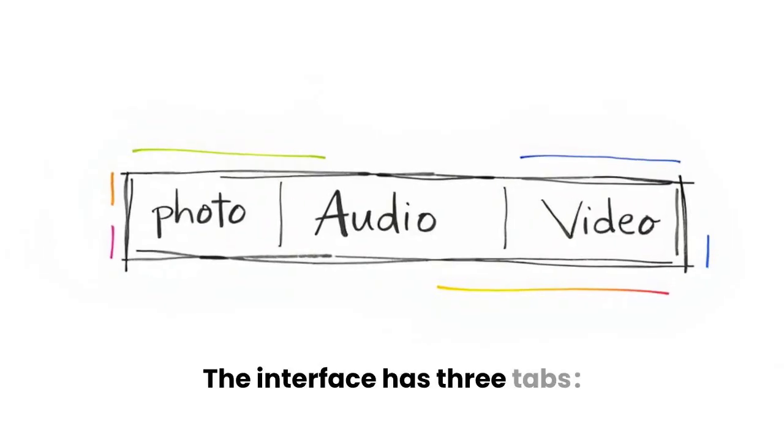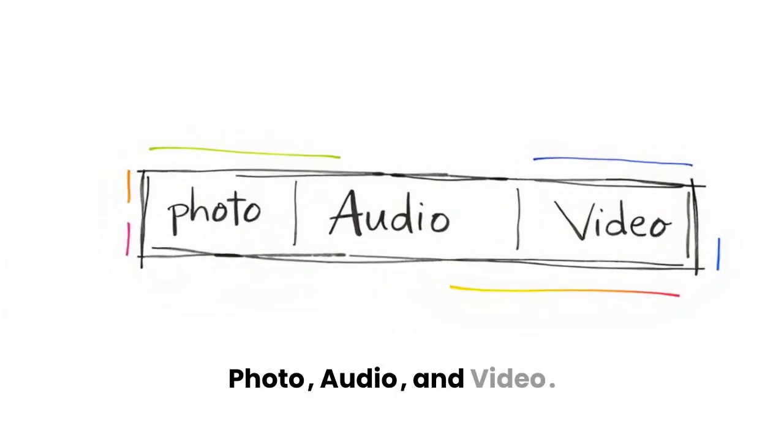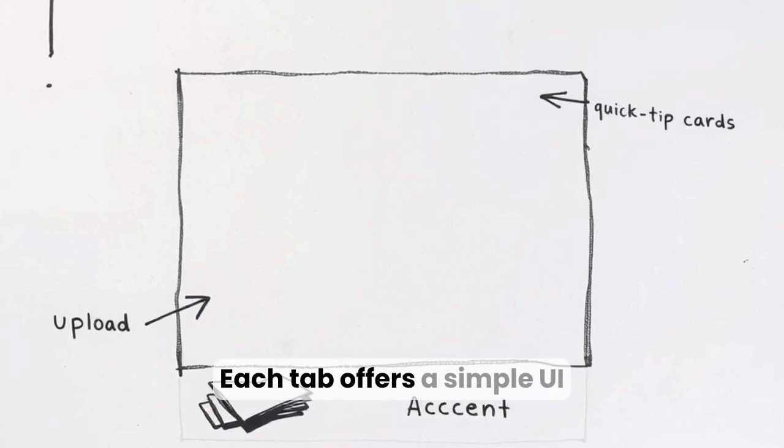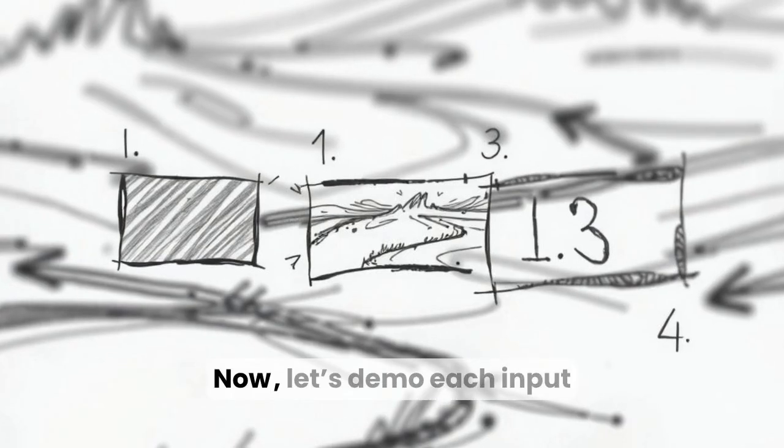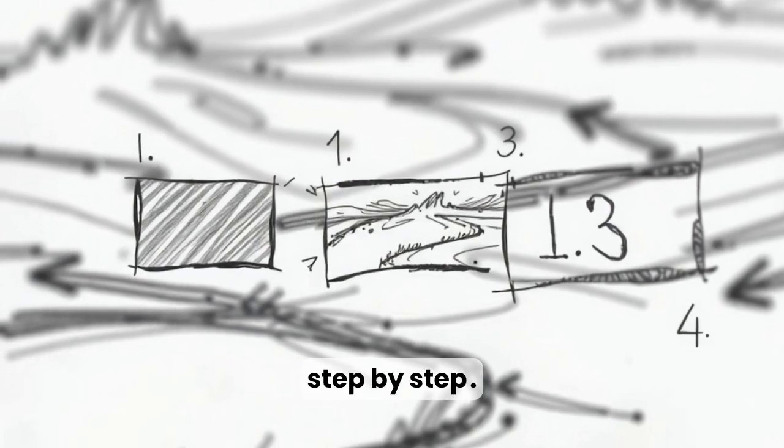The interface has 3 tabs: photo, audio, and video. Each tab offers a simple UI with scribble-style callouts and quick tips. Now, let's demo each input step by step.